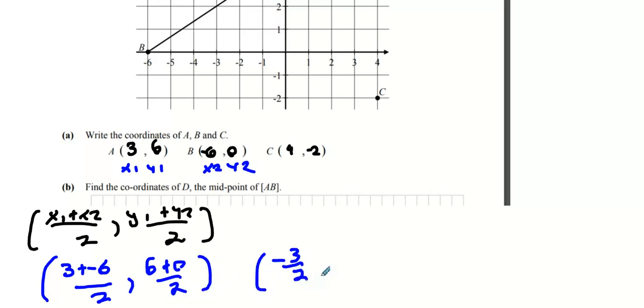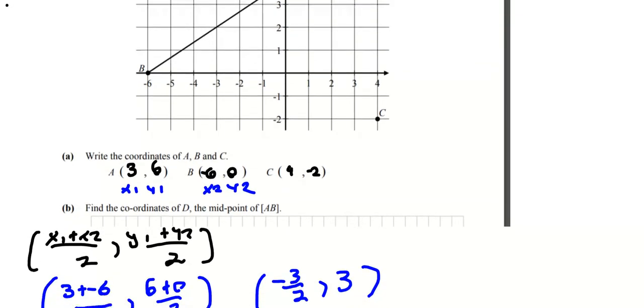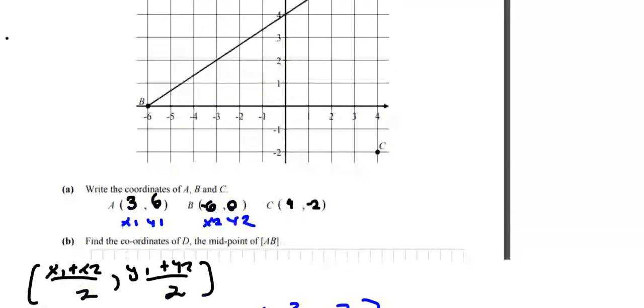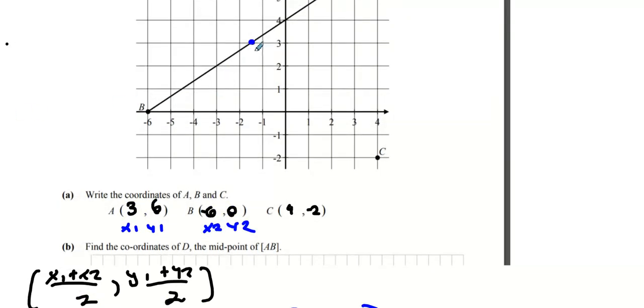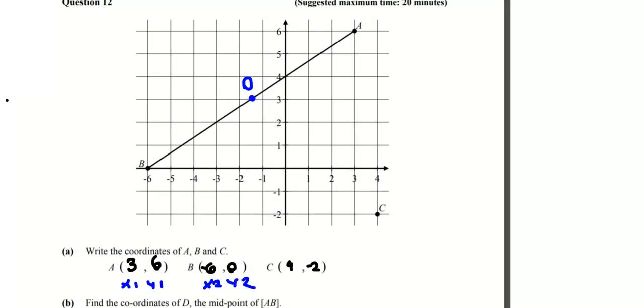Minus 3 over 2, and 6 over 2 is 3. Minus 1.5 and 3. So that's the midpoint there. Okay, and that will be D. Minus 1.5 and 3. Now let's move on to the next question after that.